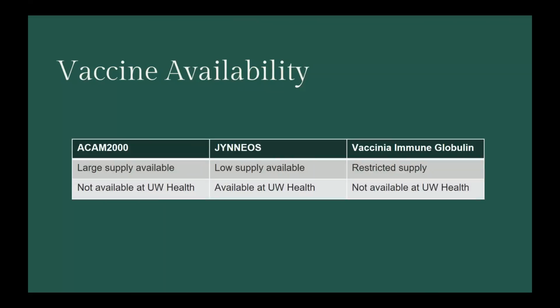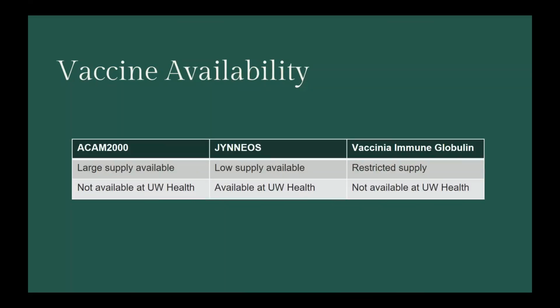Overall, to give you an idea of vaccine availability, ACAM2000 has a large supply available in the US, according to the CDC, although I couldn't find a distinct number reported. JYNNEOS does have a low supply with suggestions to prioritize patients at high risk or patients who could not tolerate the ACAM2000 vaccine.